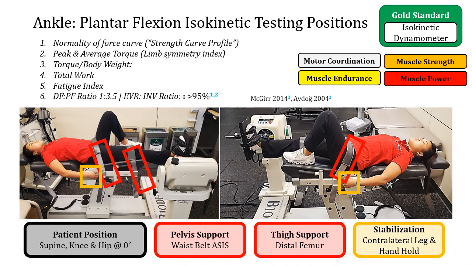And then the normality of the force curve is what you're looking for first and foremost. I call it the strength curve profile. Peak and average torque, so limb symmetry index, and then torque to body weight. Total work produced, fatigue index is also considered, and then looking at ratio. So there's really 6 predominant metrics that would be considered when you're looking at the isokinetic dynamometry for your foot and your ankle, and in this case, particularly the plantar flexion.